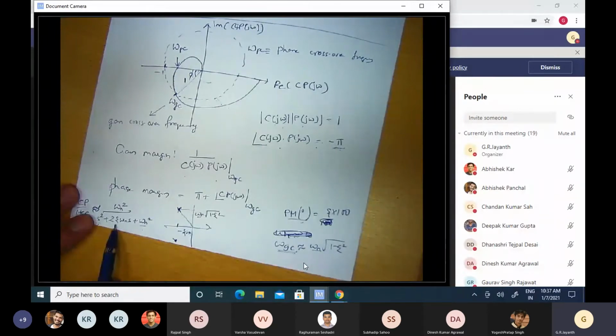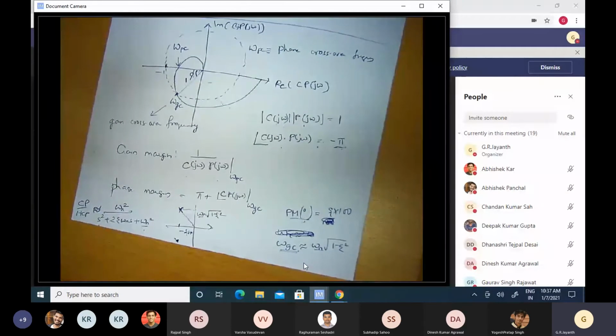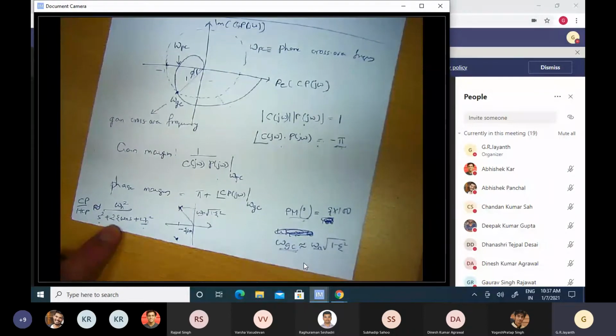So now I have written out the transfer function of the closed loop system approximately as the transfer function I would have if I only had just those two dominant poles, and that is of this particular form: omega n square by s square plus 2 zeta omega n s plus omega n square. Here zeta is a damping factor.